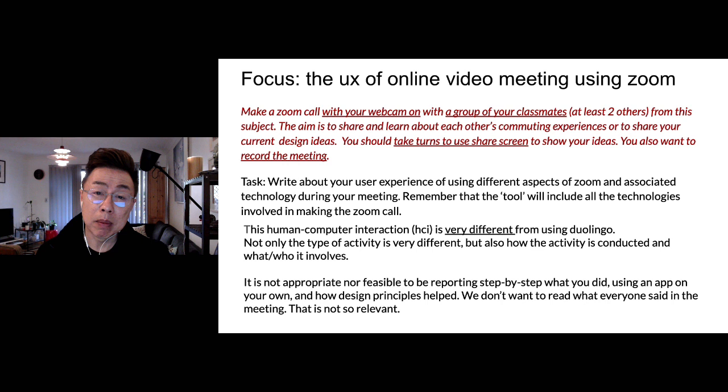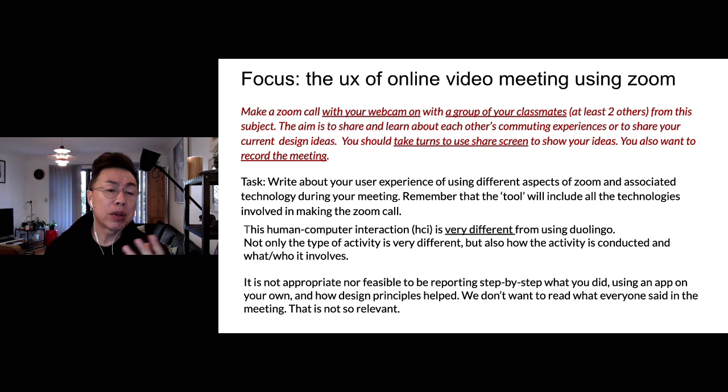You also want to record the meeting. So knowing that you're recording the meeting would, number one, give you some data to look back on and help you write down what it was that you experienced. But also, while you're recording, how the fact that you're recording could impact your user experience. So you can see this use of Zoom to do this activity is far more complicated than Duolingo.